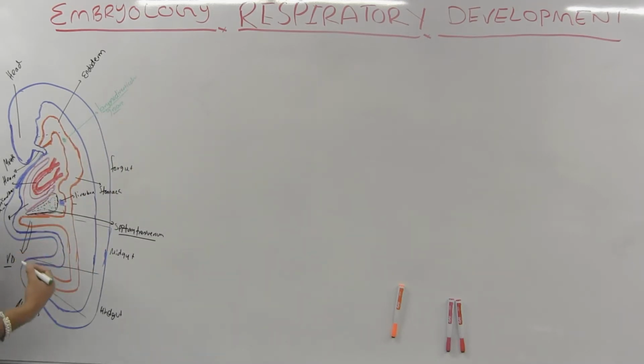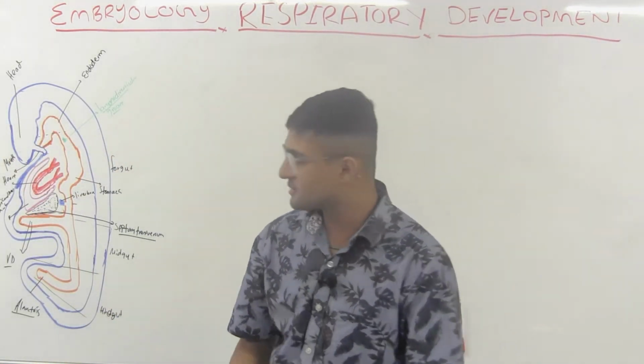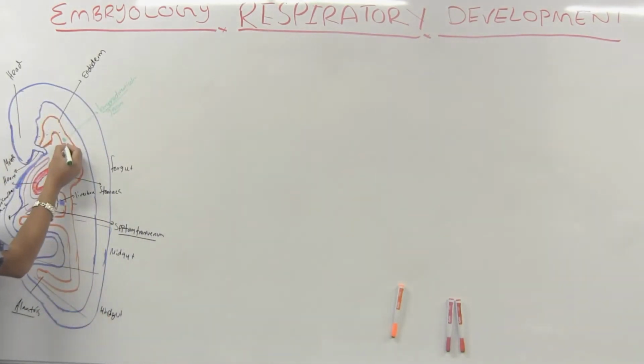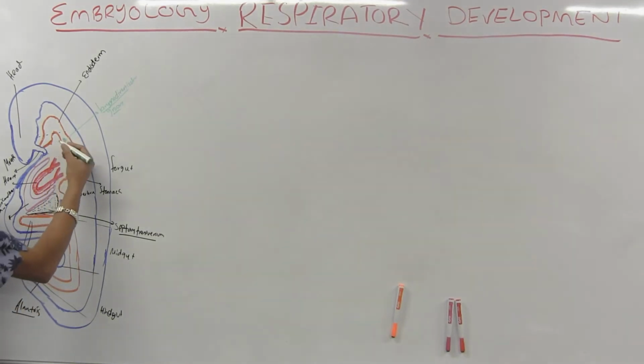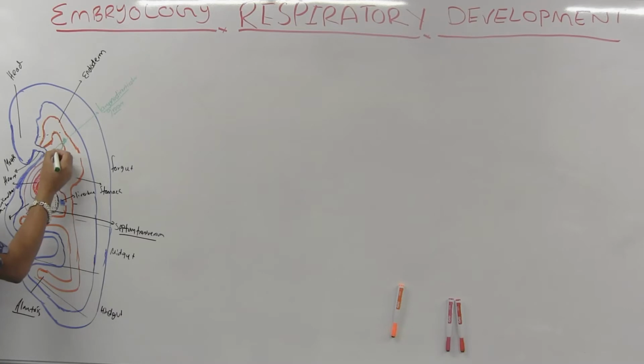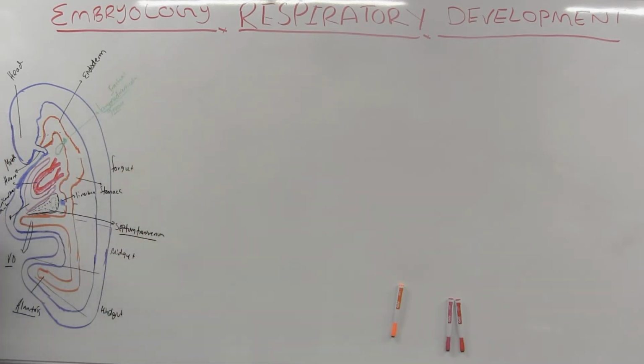Remember, the appearance of this laryngotracheal groove will start evaginating, protruding, and expanding, and it will form a pouch-like structure called the laryngotracheal diverticulum. This is the groove that will form, and then it will start protruding out and become the laryngotracheal diverticulum. That's what you say.